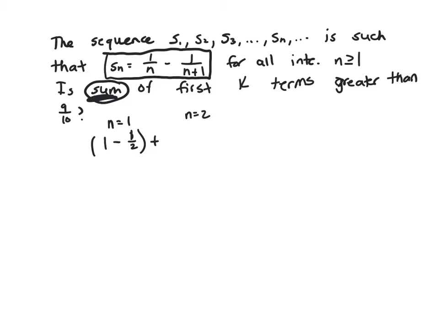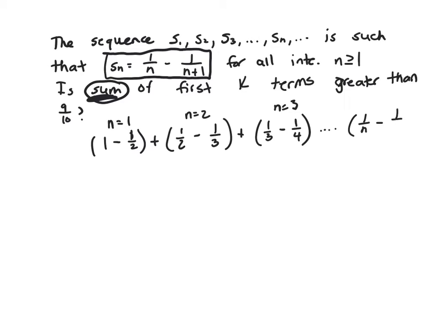If I let n be 2, that's 1/2 minus 1 over 2 plus 1, 1/3. And n equal 3, that's 1/3 minus 1/4. And if you look, that keeps on going up until you have 1 over n minus 1 over n plus 1. I'm trying to get you to see something.